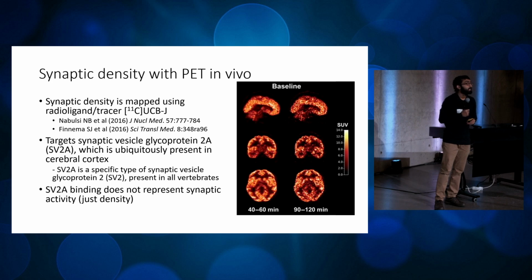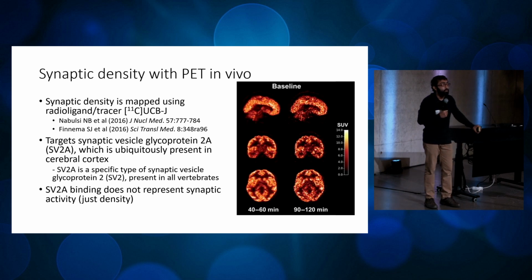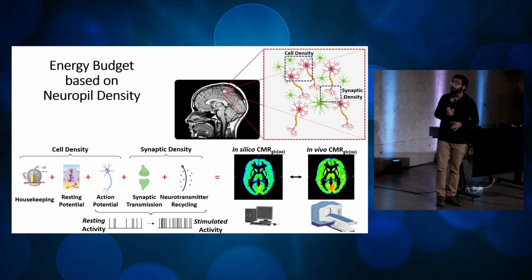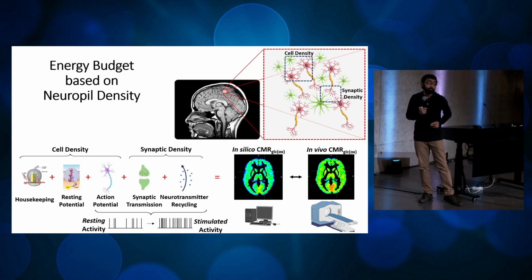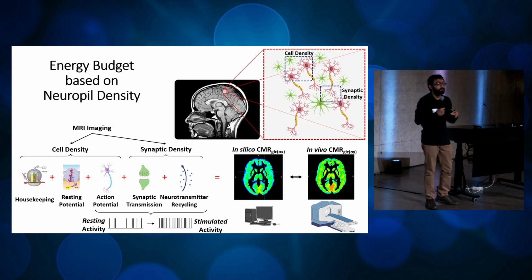As for synaptic density, we're able to use a PET tracer, UCB-J, which targets synaptic vesicle glycoprotein 2A, which is expressed throughout synapses in the brain. So this gives us a means for imaging synaptic density. Now going back to our energy budget model, we see the cell density and synaptic density parameters over there. We do have prototypical values for this, but what we were trying to do in this study is find out, is there a way to acquire these values from MRI data?